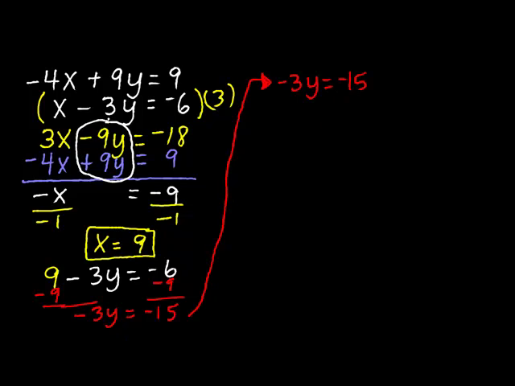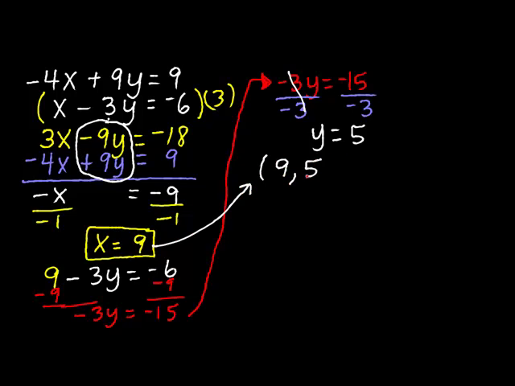Well, best thing to do right here is to divide both sides by the coefficient of the y, the variable I'm trying to isolate, and that's going to cancel out. And I'm going to end up with y equals negative 15 divided by negative 3. The two negatives cancel out, so y equals 5. At least I think it does. So I believe that the answer is 9, 5.